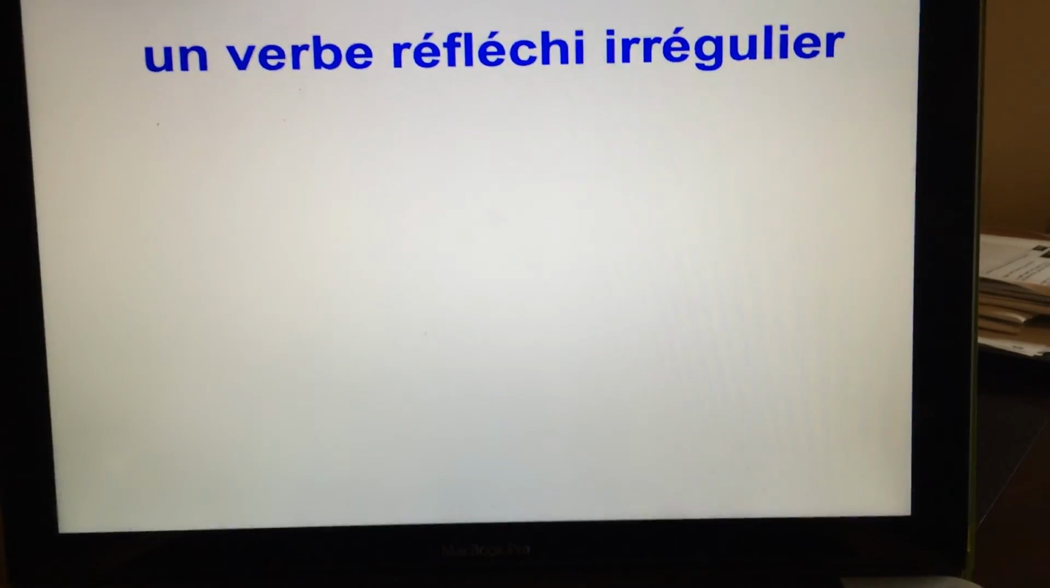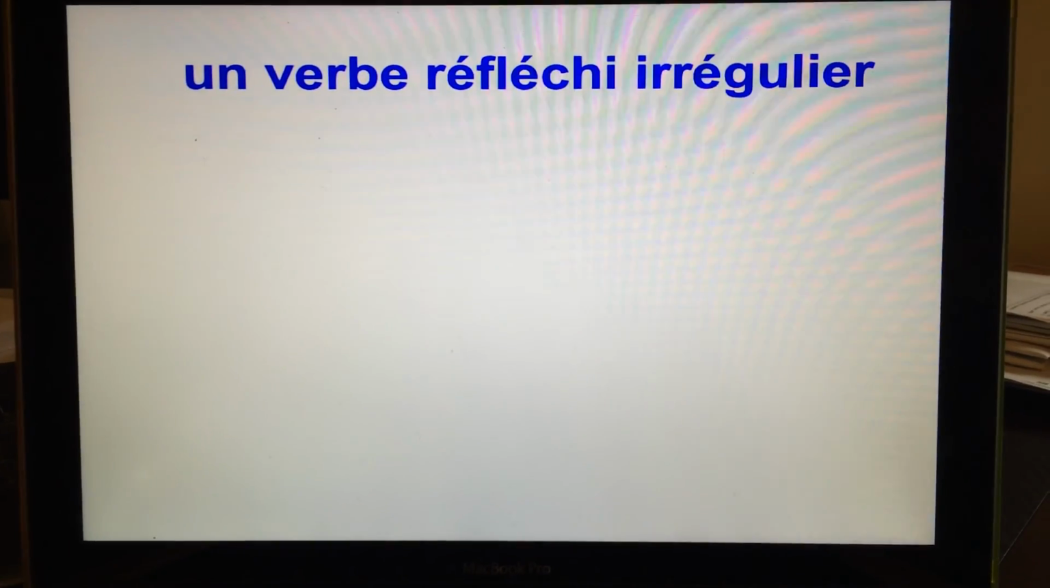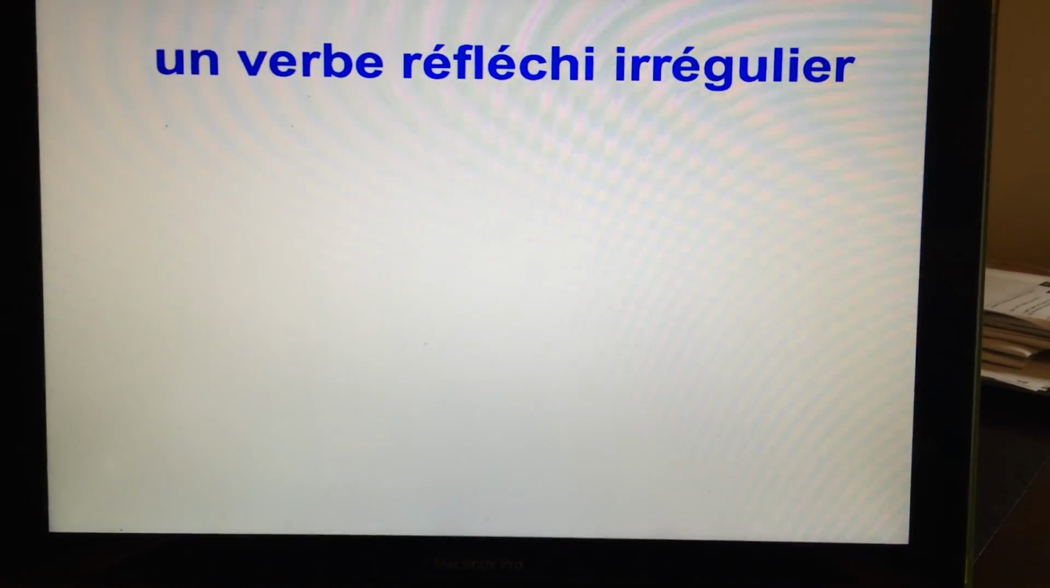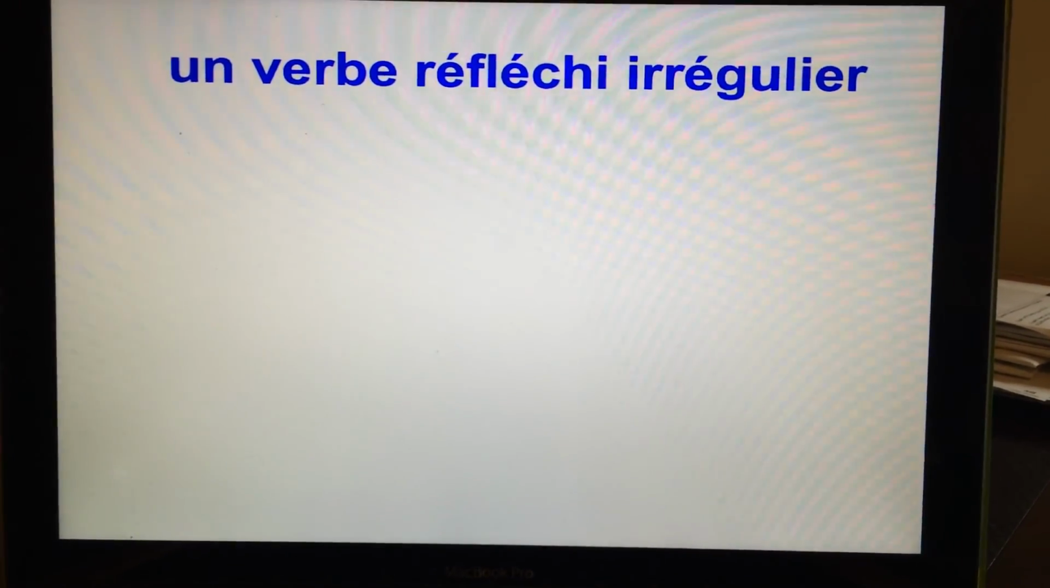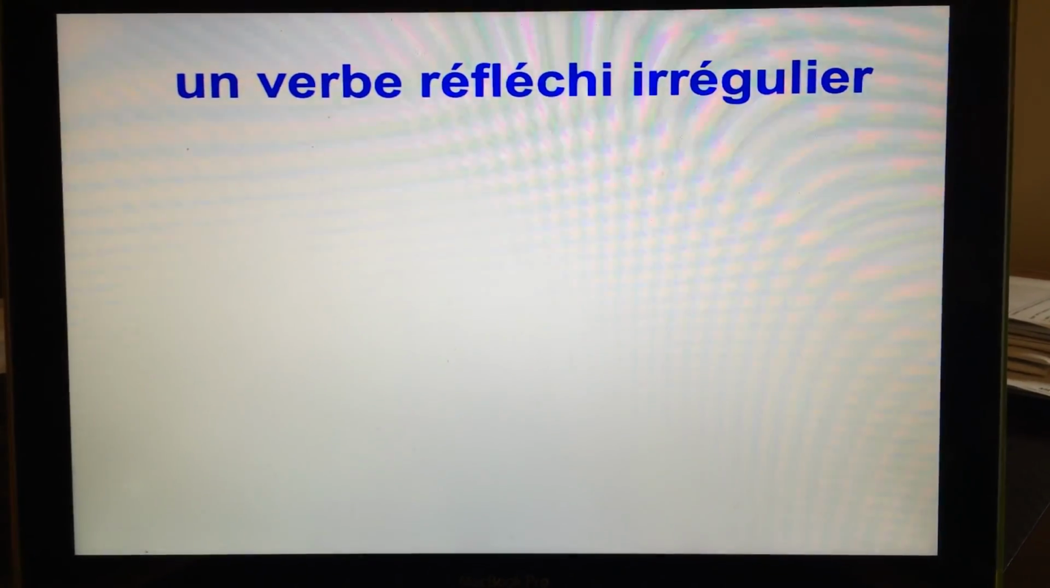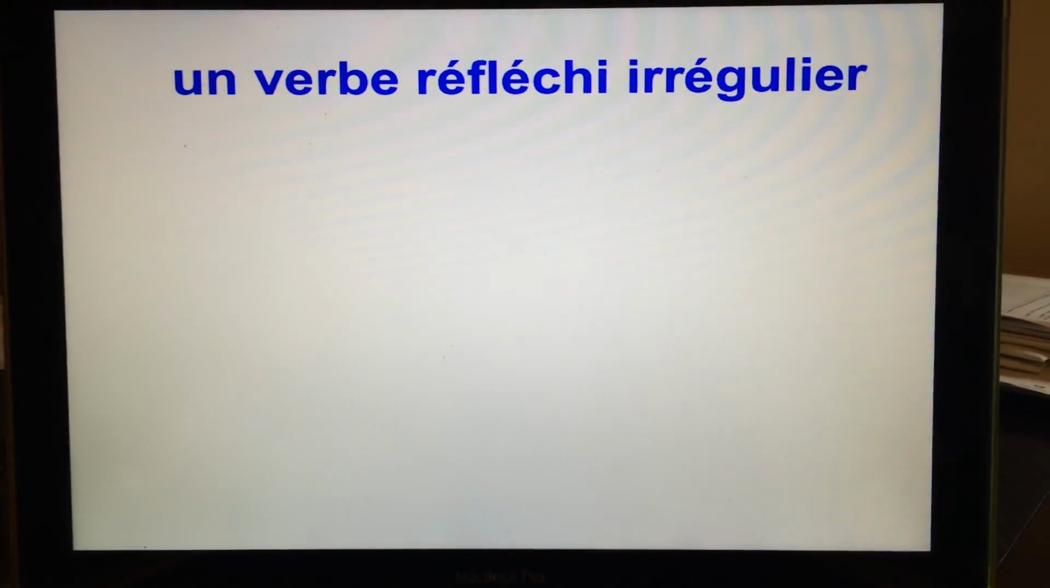Okay, so now one of the verbs in our chapter 2 unit of vocab here is un verbe réfléchi irrégulier. So it's an irregular reflexive verb, all right?